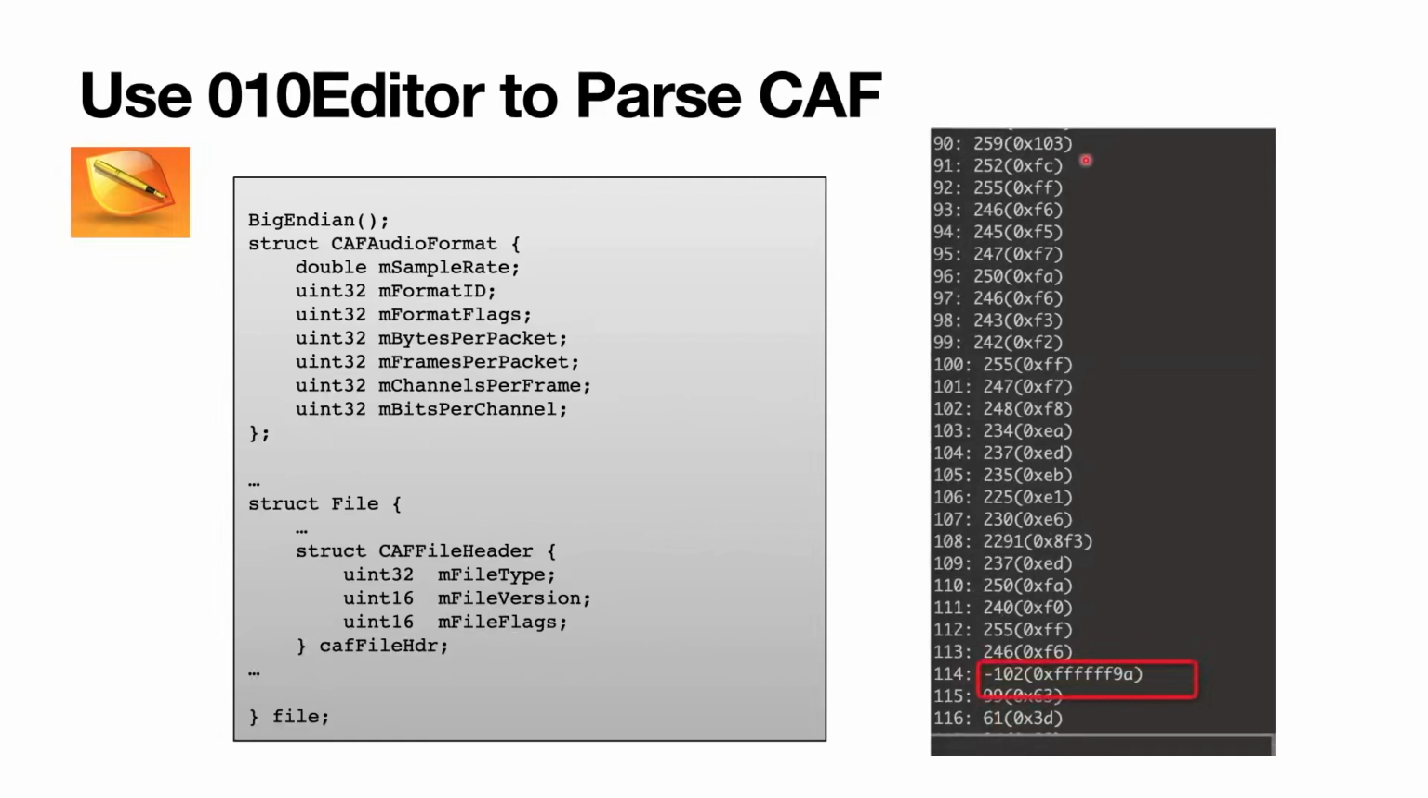The first column is the serial number of the packet, and the second column is the size of the packet in both decimal and hexadecimal format. It can be seen that the size of the 114th packet is a negative number. It can be speculated that the program runs into a problem when processing packets with negative sizes.